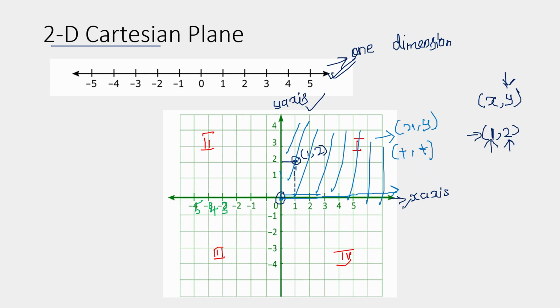Maybe in the second quadrant, what about the signs? X is going to be negative and y value is going to be positive. So whenever your x is negative, y is positive, it will lie in the second quadrant. What about the third quadrant? Both x and y are going to be negative. And what about the fourth one? X is positive and y is negative. So this is how we can classify the quadrants based on the given point.